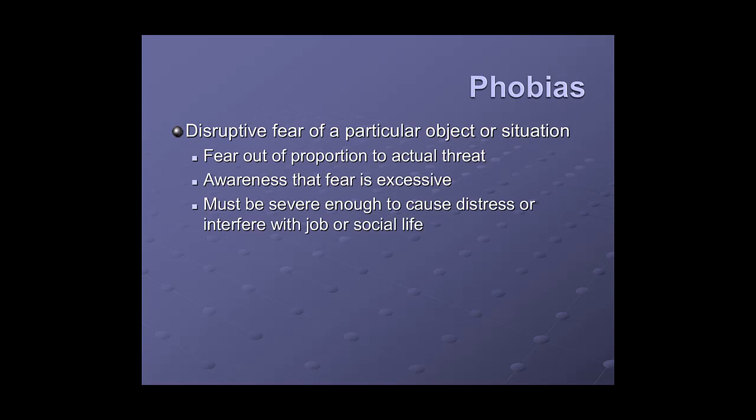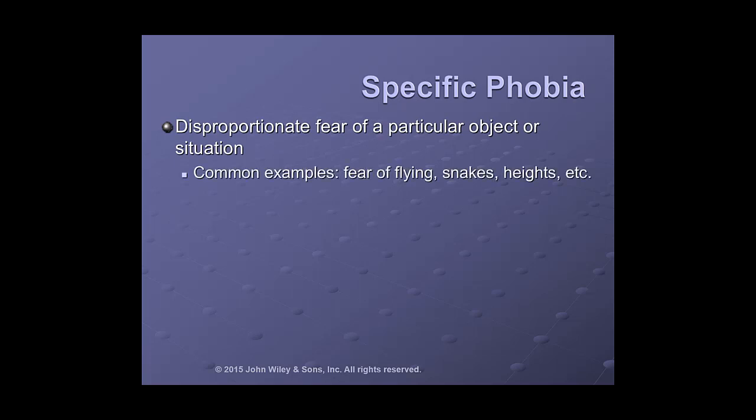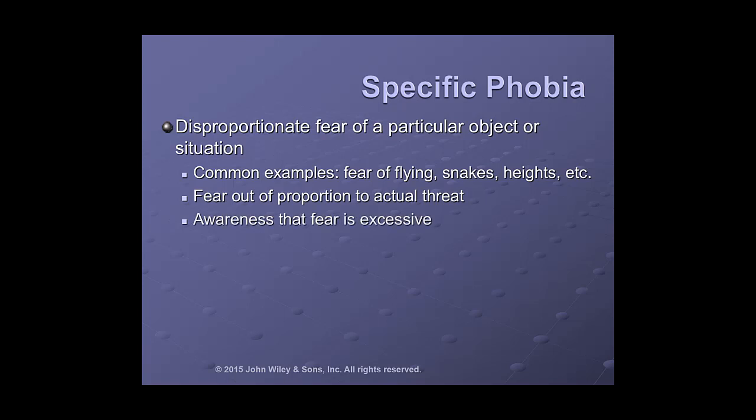Some very common examples include fear of flying, snakes, heights, etc. And the fear is way out of proportion to the actual threat. When we think about specific phobias, the most common have a tendency to be snakes and spiders, the two most common. Heights are also very common, and claustrophobia, or fear of closed-in spaces. The client has an awareness that the fear is excessive. In other words, they go way out of their way to avoid having any sort of contact.